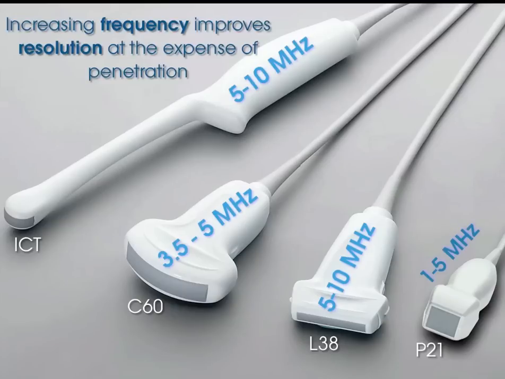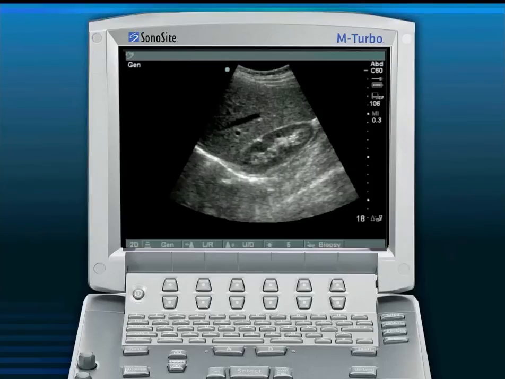Now you notice that each one of these transducers has a frequency range. So for example, this one goes 5 to 10 megahertz, 3.5 to 5, 5 to 10, 1 to 5 megahertz. And basically you can toggle the frequencies up or down within each transducer depending on the clinical situation. So let's say that this transducer here goes from 1 to 5 megahertz. This is Morrison's pouch here.